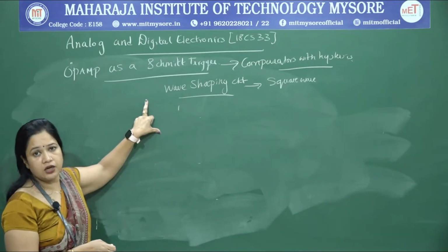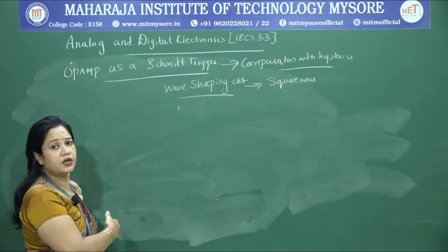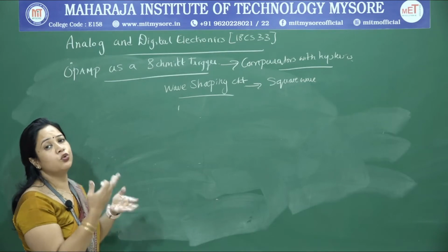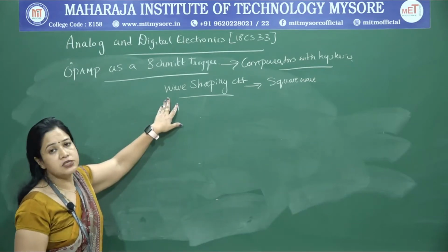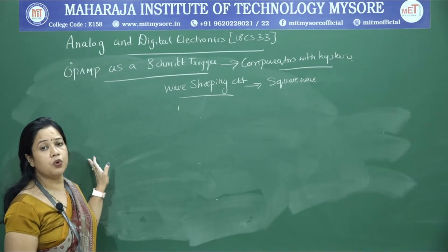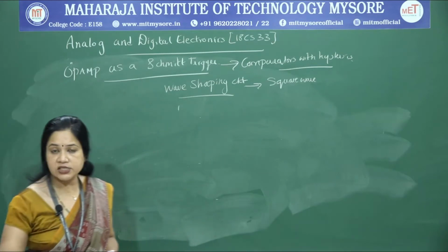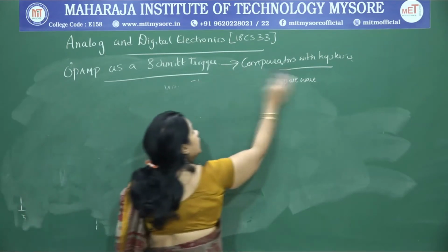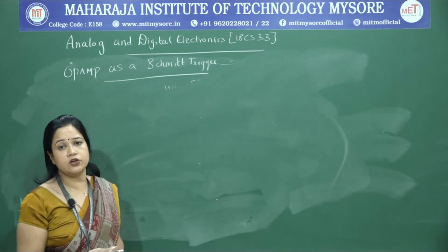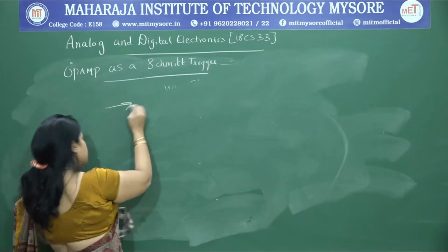Or if you are using this particular Schmitt trigger to convert a sine wave to a square wave, or any irregularly shaped waveform to a square wave, we term them wave shaping circuits. So we will look into the different available Schmitt triggers. Based on whether you are applying input to the inverting terminal or the non-inverting terminal, we have two variants of Schmitt trigger.